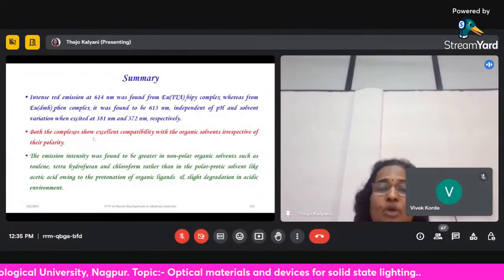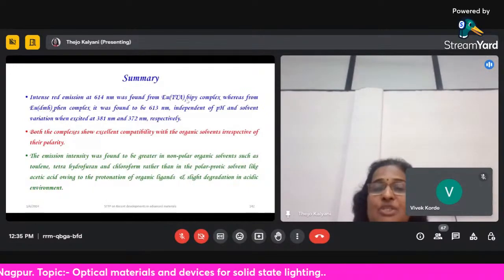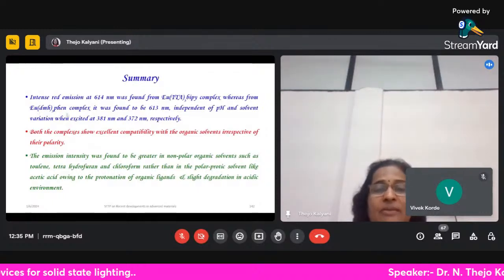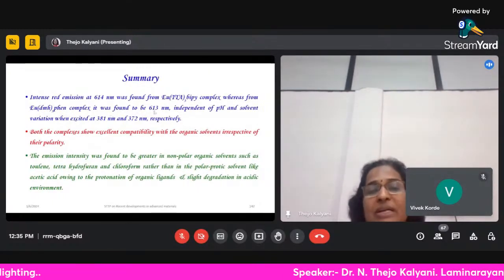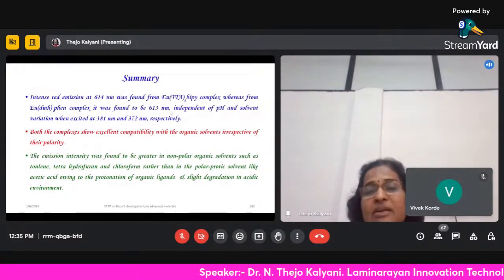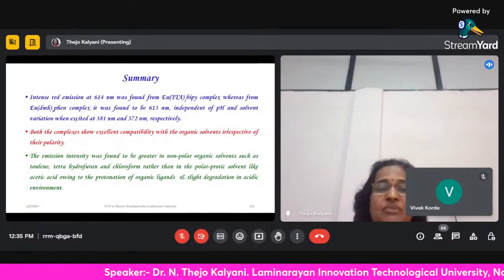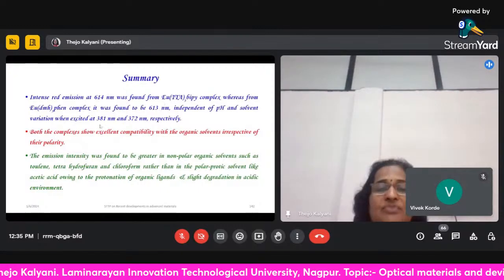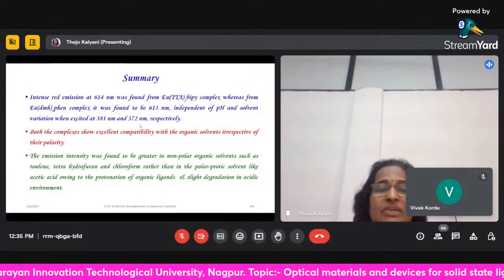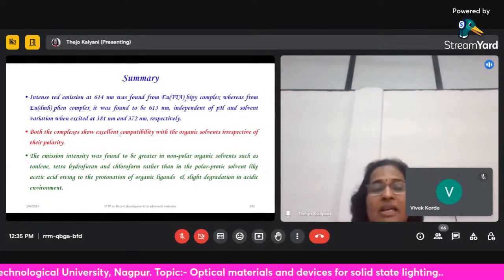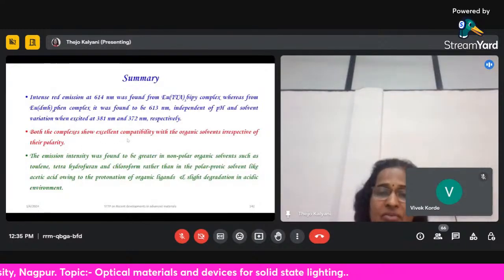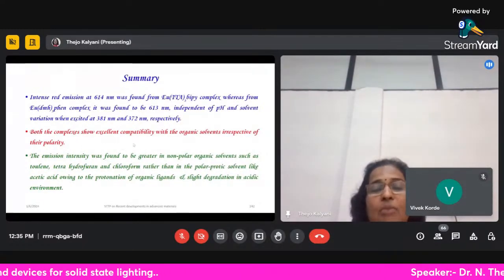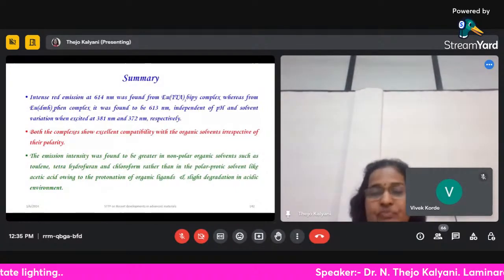In conclusion, if you compare these two complexes, Eu TTA thrice bipy and Eu DMH thrice phen, both are capable of emitting light at 613 nanometers irrespective of the pH or the solvent which we have used. We excited these two complexes, the first one at 381 and the second one at 372. Irrespective of polarity, they are very well compatible. And we have concluded that among all, chloroform is the best one.